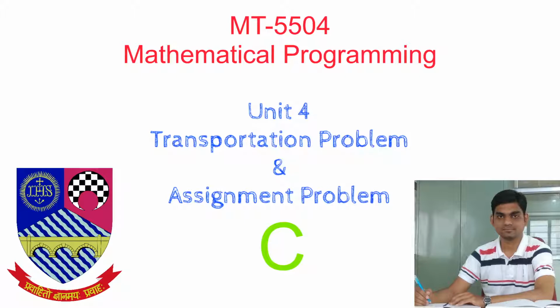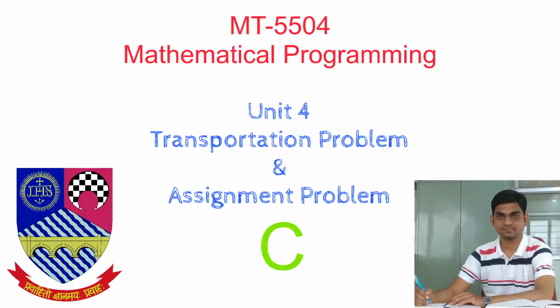In today's lecture, we are in MD 5504 mathematical programming. We have seen that our transportation problem's standard form is: minimize summation xij times aij, where xij is the amount of units transported and aij is the transportation cost from the ith source to the jth destination.